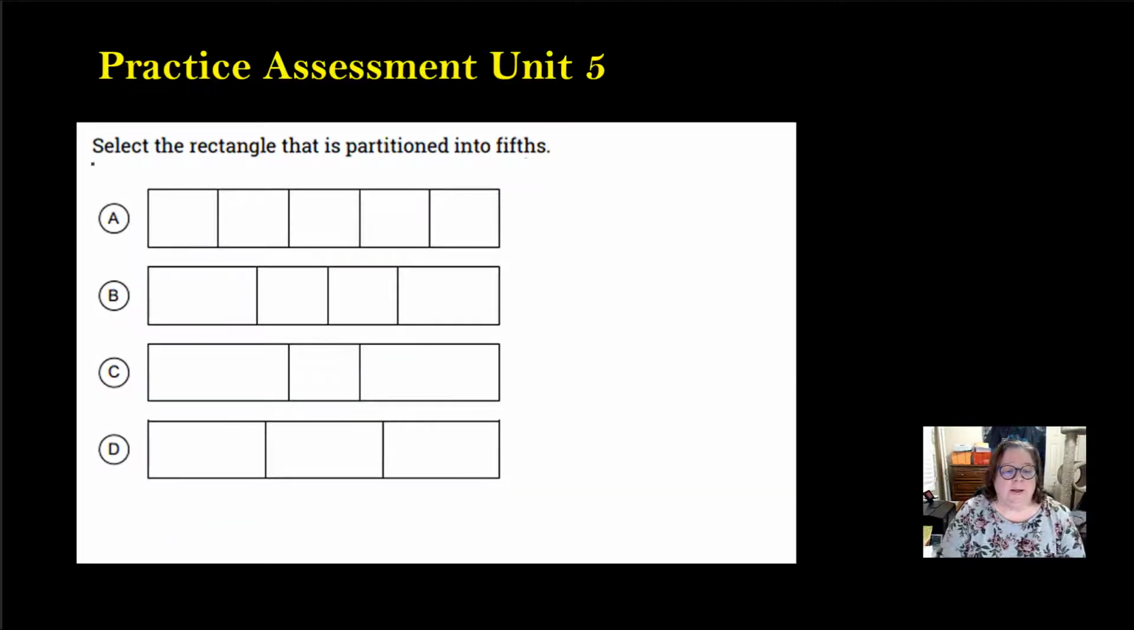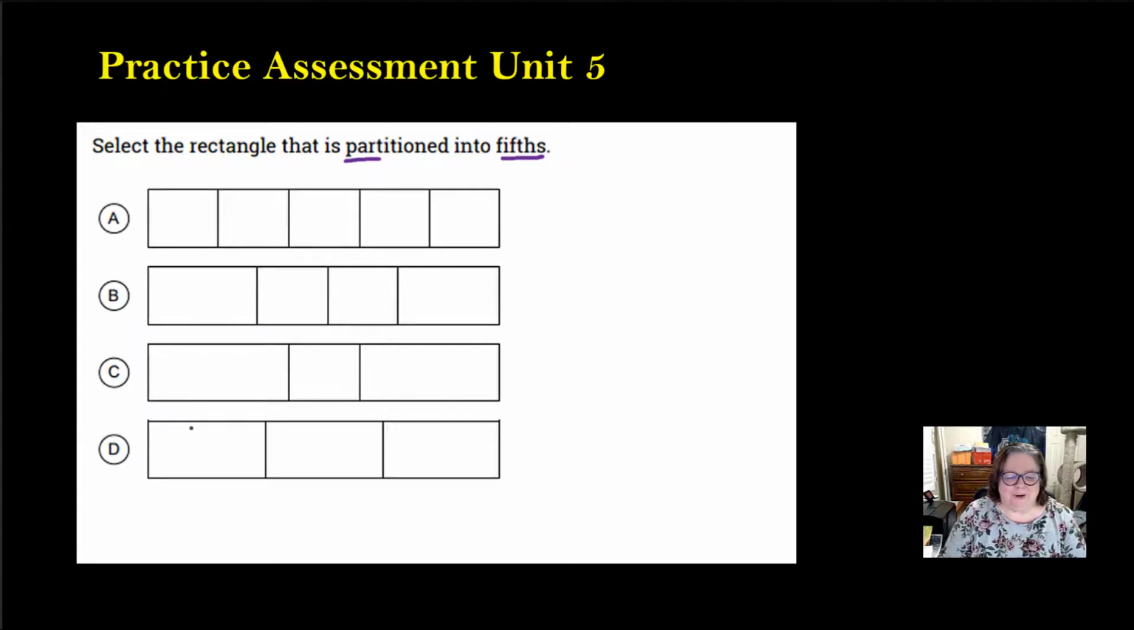Let's try this one. Select the rectangle that is partitioned into fifths. Now, if you look at this word partitioned, you might see the word part in there. And if you look at fifths, you might say, hey, that sounds a little bit like the number 5. Well, you are correct. We are looking for the rectangle that is divided into 5 equal parts. You can probably tell visually, or with just minimal counting, which one it is.